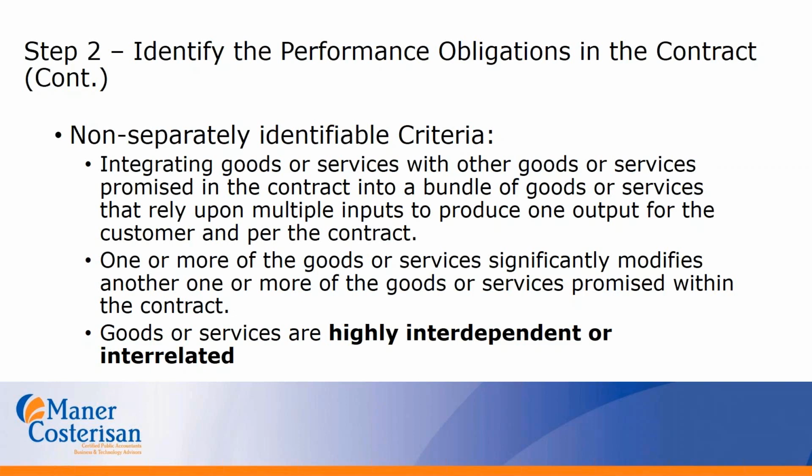Another indicator is one or more of the goods or services significantly modifies another one or more of the goods or services promised within the contract. Again, meaning that the final output relies heavily on the one good or service that is unique to the contract. And finally, goods or services are highly interdependent or interrelated. Those are 2 key words there, and you'll see them bold on the PowerPoint.